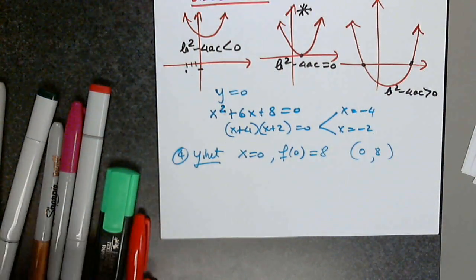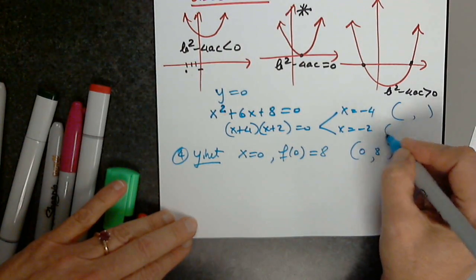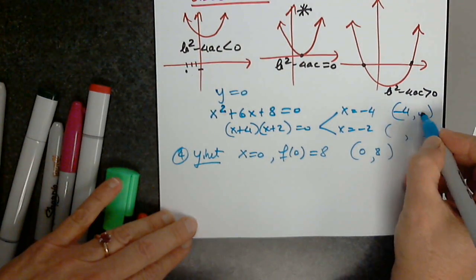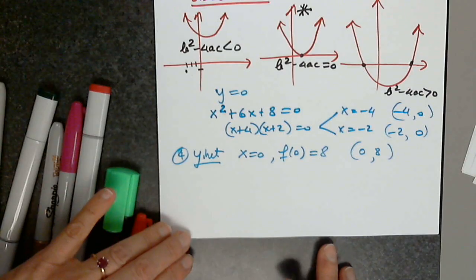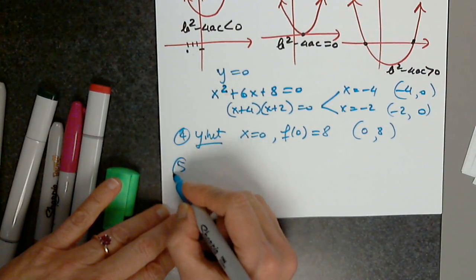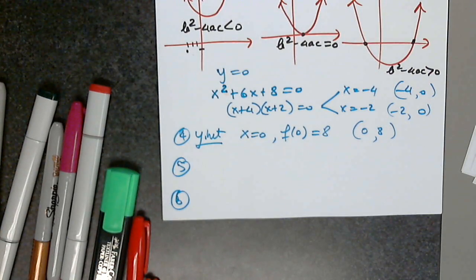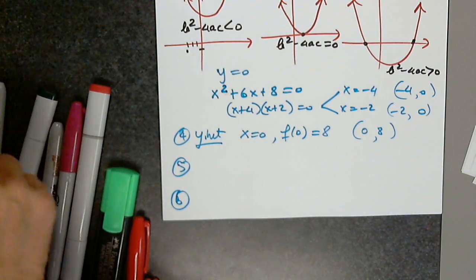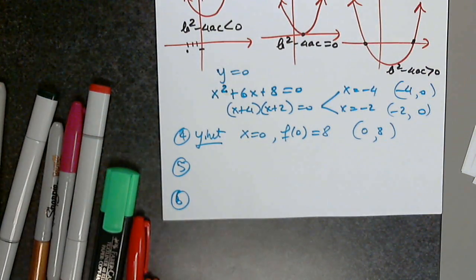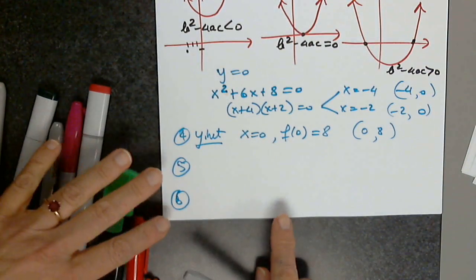So the ordered pairs are, -4 is... good. Now 5 and 6 are just words, but I have to write them, and you'll see how important they are when we get to the next example with a word problem.